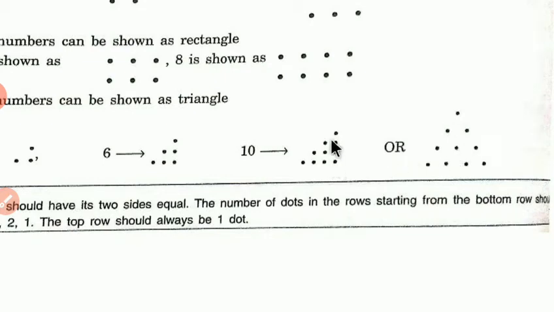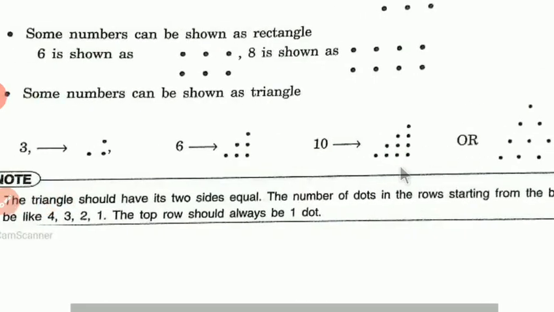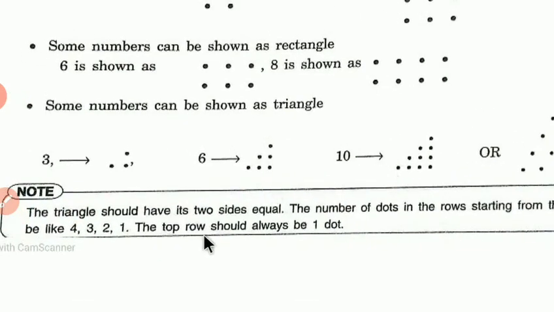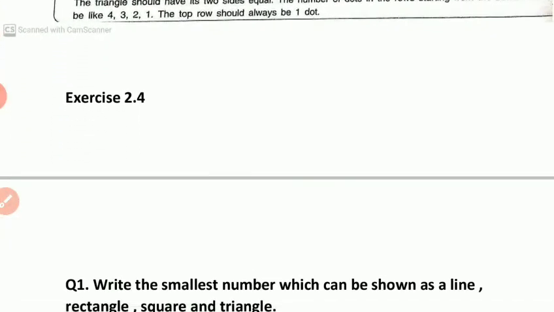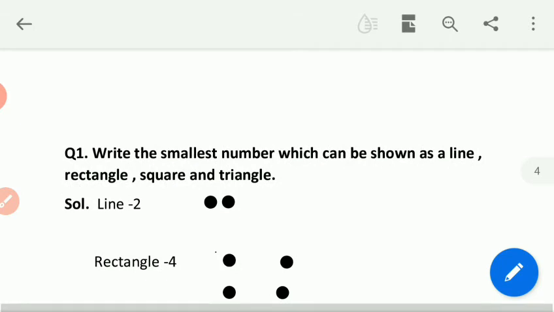So 4, 3, 2, 1. In a triangle, we start from the bottom with the bigger number, then we decrease the number. So the top row should always be 1 dot. For making a triangle, the top row, the starting one, should be only 1 dot. Now, based on this, we are going to start our new exercise, exercise 2.4.